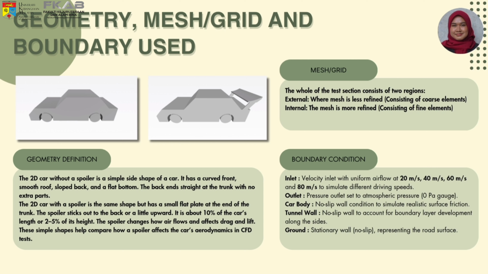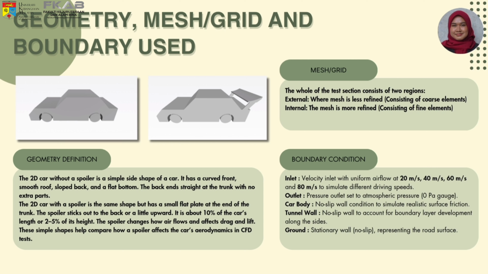Next, for the boundary conditions, for our simulation, we set 5 key boundary conditions to accurately model the airflow around the 2D car shapes. First, the inlet is defined as a velocity inlet with uniform airflow at 4 different speeds, which are 20, 40, 60 and 80 meters per second, to represent various driving conditions. The outlet is a pressure outlet set to atmospheric pressure, or zero gauge pressure, allowing the airflow to exit freely.